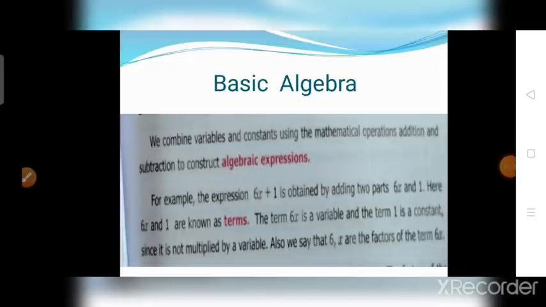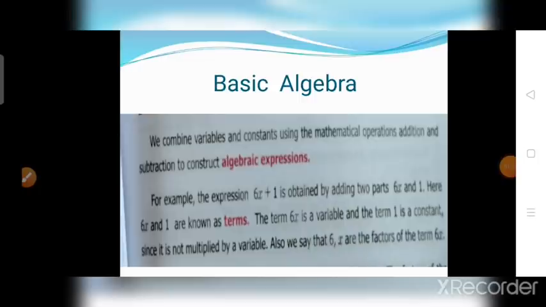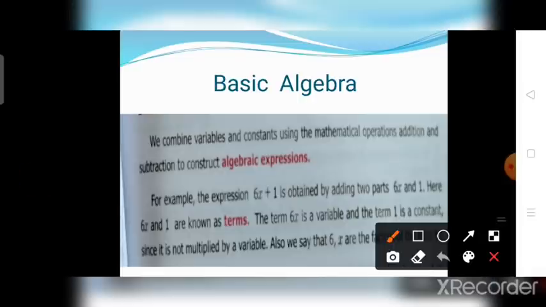To construct an algebraic expression, for example, the expression 6x plus 1 is obtained by adding two parts, 6x and 1. Here 6x and 1 are known as terms. Expression means 6x plus 1.